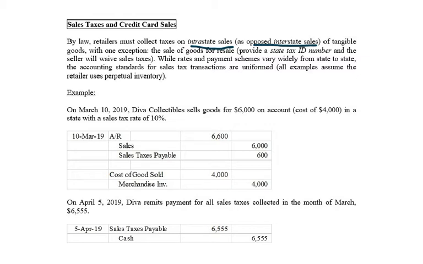Right now, again, there is a big exception across the board as far as collecting sales taxes, and that is if you're dealing with a sale of goods for resale. All you have to do is provide a state tax ID number, and the seller's going to waive the sales taxes. That's the good news there. So if you're somebody who's just buying goods for resale, they're not going to collect sales taxes on that. And as the seller of goods in that situation, you don't have to collect sales taxes.